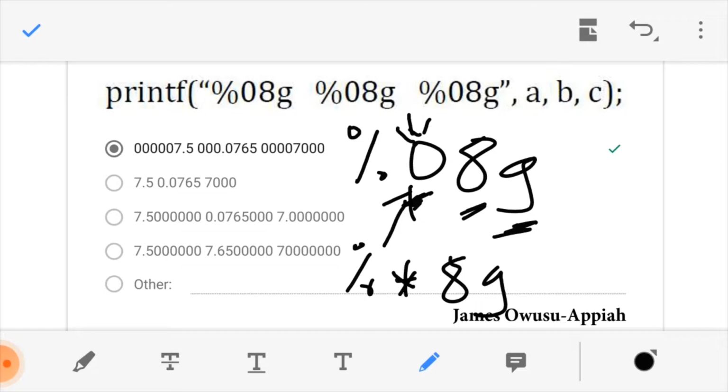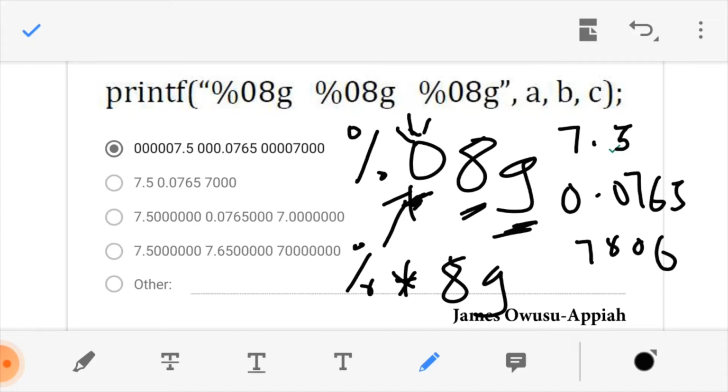We realize that A was initialized to 7.5, B was initialized to 0.0765, and then C was initialized to 7,000. Now we know that the percentage G gives us the output of the value exactly how we inputted it. So let us go here. Now you realize that in this pattern, the spaces that would be left would not be behind our numbers, they should be before. Why am I saying this?